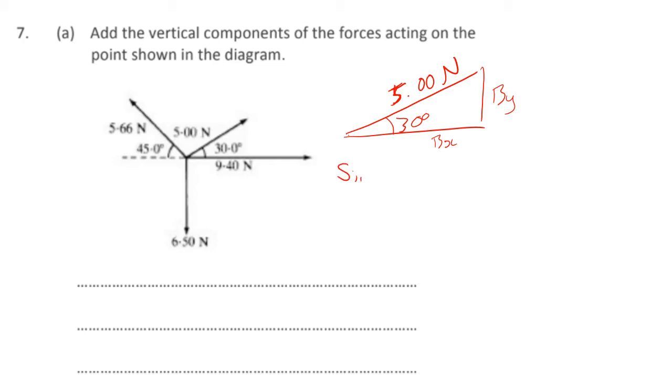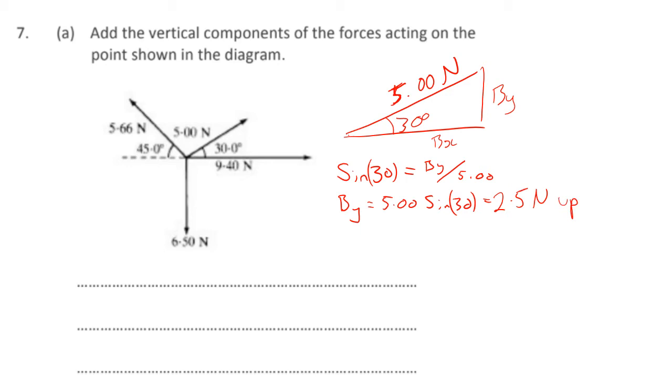So again, sine 30, sine equals opposite over hypotenuse, which would be B sub y over the hypotenuse, which is 5.00. And then by simply rearranging, multiplying both sides by 5, we get B sub y equals 5 times sine 30. So again, all we can do is plug that into the calculator and it'll come up with an answer for us, which I think should be around about 2.5 newtons. And again, that'll be in the up direction.